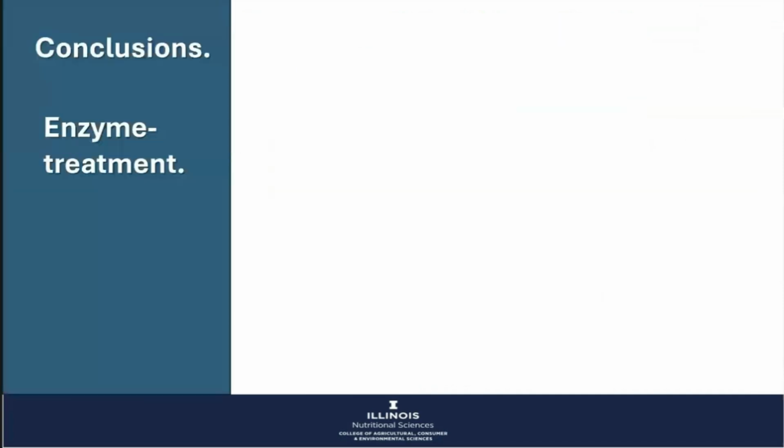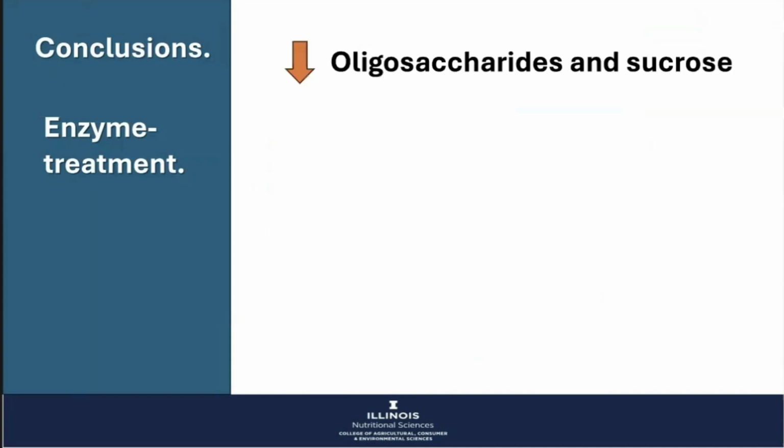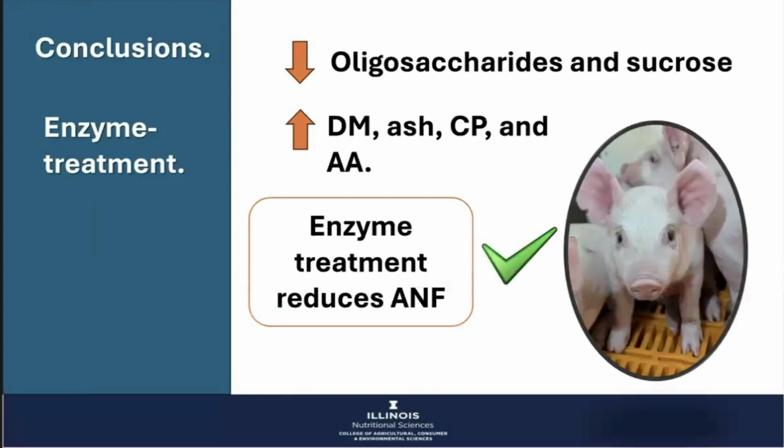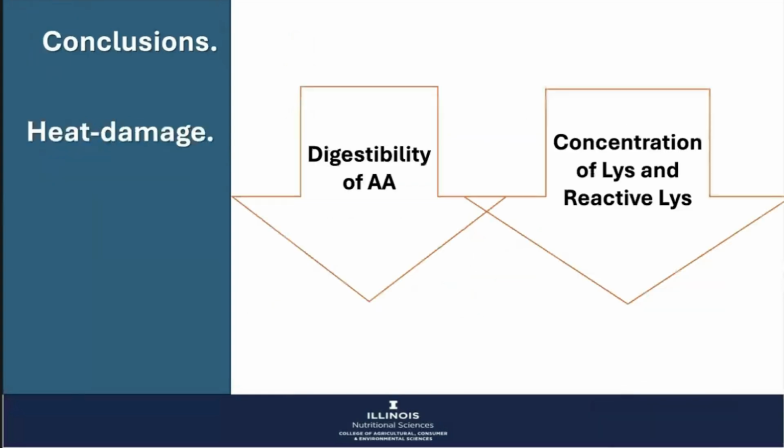With this, we can conclude that the enzymatic treatment reduces the concentration of oligosaccharides and sucrose and increases the concentration of dry matter, ash, crude protein, and amino acids. As the enzyme-treated soybean meal has reduced oligosaccharides, it can be incorporated in diets for weanlings. Also, heat damage reduces digestibility of amino acids and the concentration of lysine and reactive lysine.